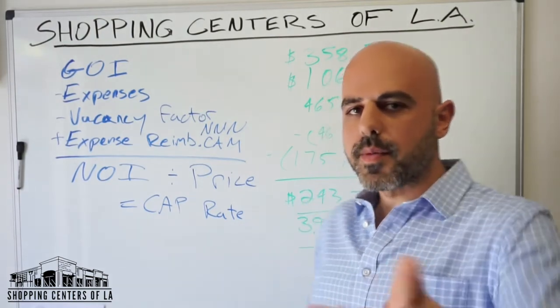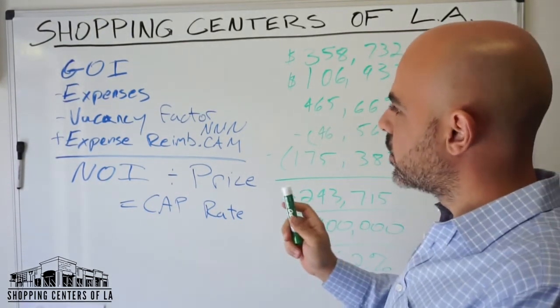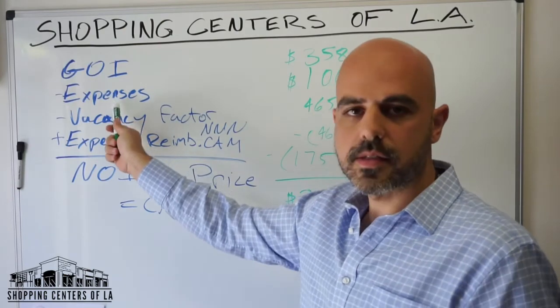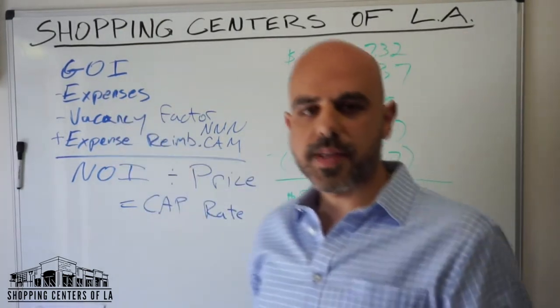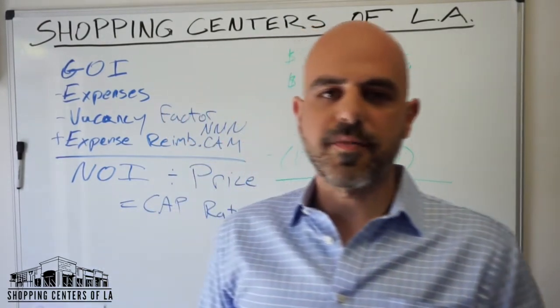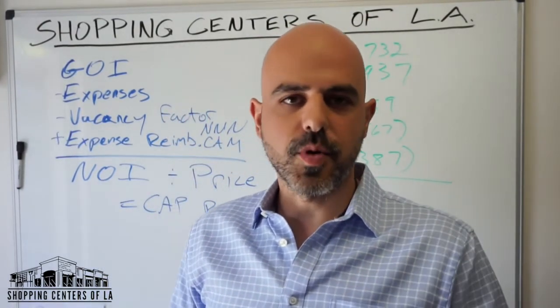Remember one thing. Remember to always calculate your own expenses. You could get a brochure and somebody says it's a 6.2 cap. You go through the expenses, you find out they're light. You just bought a 5.2 cap thinking you're buying a 6.2 cap.